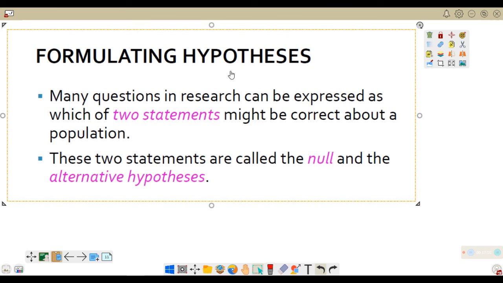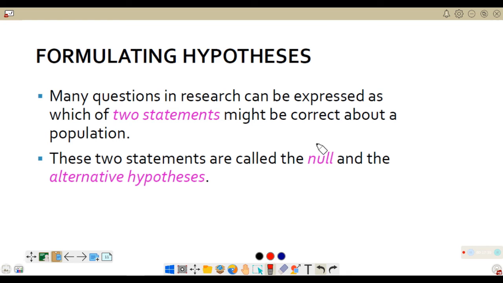So, many questions in research can be expressed as which of two statements might be correct about a population. So, laging contradicting yung mga hypothesis natin. For every problem, meron kang dalawang statements. The first one is called the null hypothesis and the other one is called the alternative hypothesis. In symbols, we use H sub O for null and H sub A for alternative. Dun sa ibang books, this is H sub O and H sub 1. But, recently, mas preferred itong H sub A. Bihira na yung gumagamit ng H sub 1.